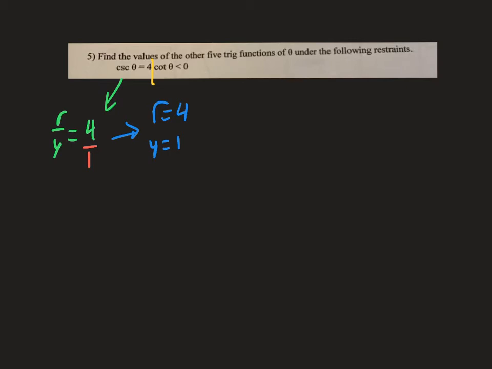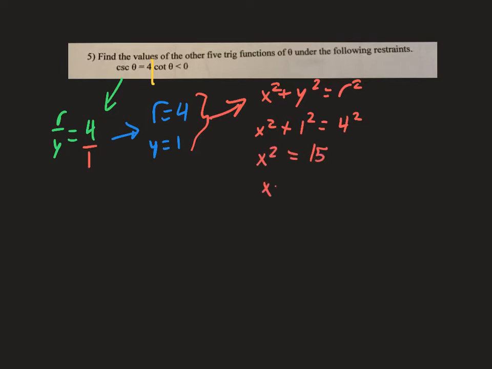With this information, I'm going to use my Pythagorean theorem. We're going to use Pythag, and that will be x squared plus y squared equals r squared. Let's just plug in what we know. x squared plus 1 squared equals 4 squared. If I solve this, x squared equals 15. So x equals the square root of 15.